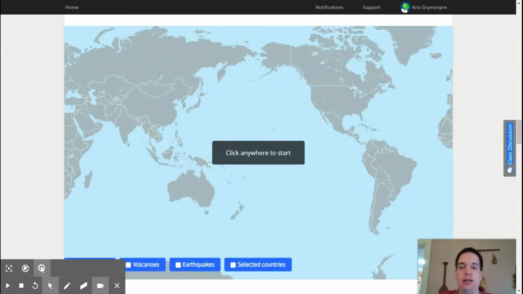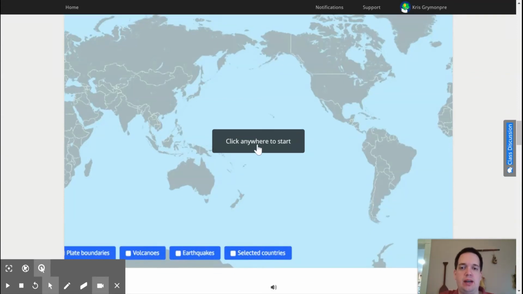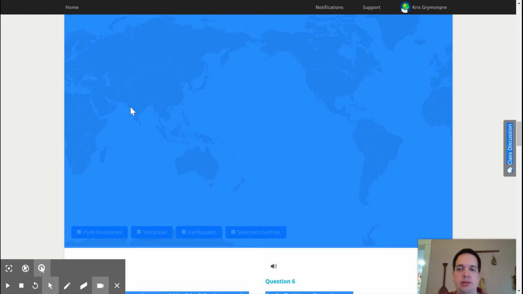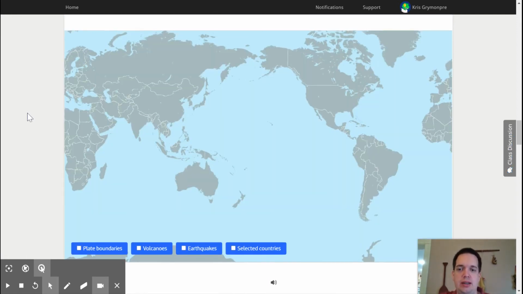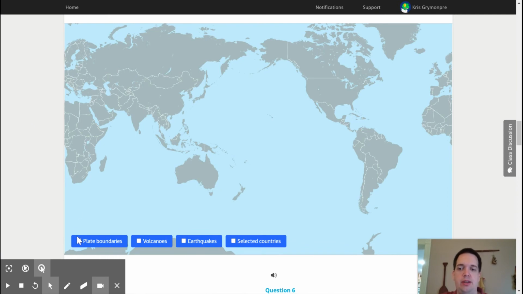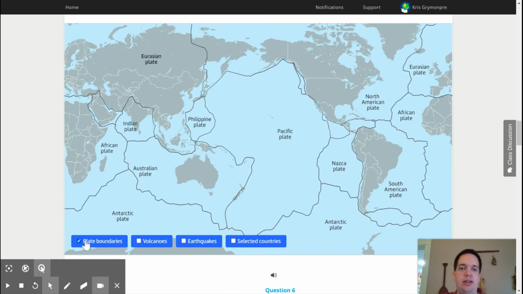Okay, now we're going to take a look at this map here. It's interactive. So we're going to click on it to get started, and it will take a second to load up. But what's interesting is you can take a look at a lot of data from this map. First of all, you can look at the plate boundaries to show all the different plates.